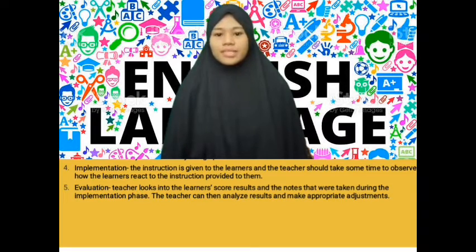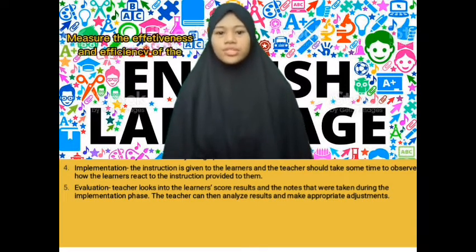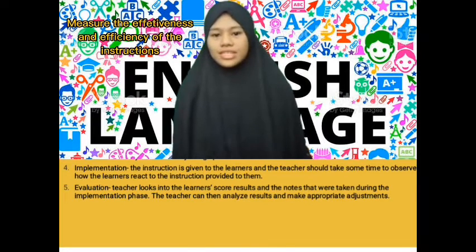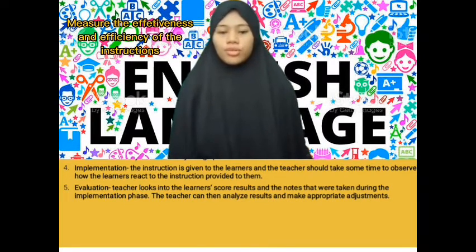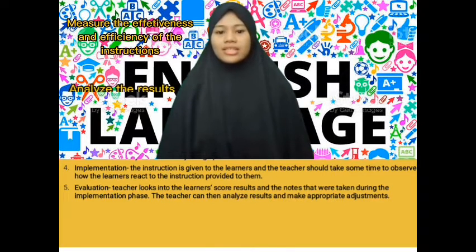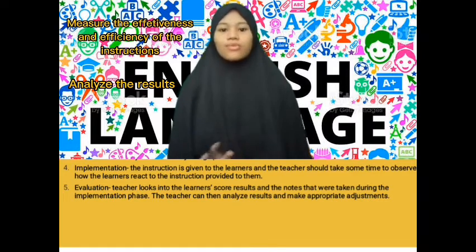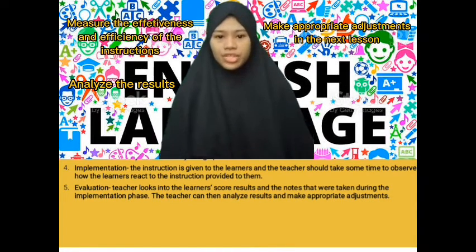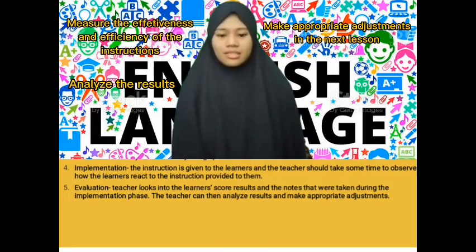The last phase of the ADDIE model is the evaluation phase. Evaluation measures the effectiveness and efficiency of instruction. Dito na natin malalaman kung may natutunan ba ang mga bata sa itinuro natin. For instance, after you taught your lesson, nagpa-quiz ka or activity, then you as a teacher analyze the results, kung may nakuha ba silang mababang scores, then you make appropriate adjustments in the next lessons.